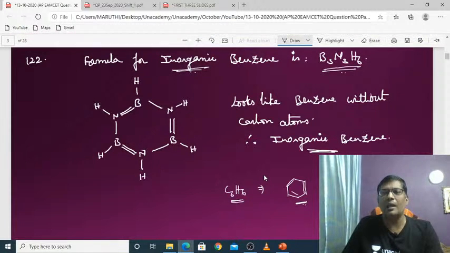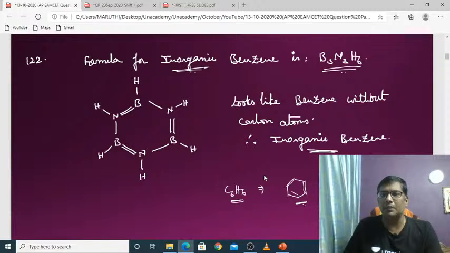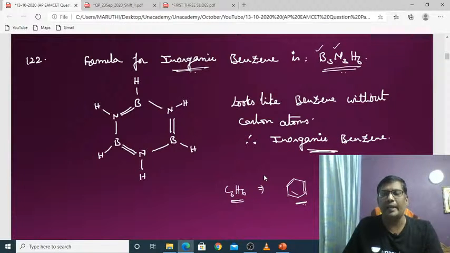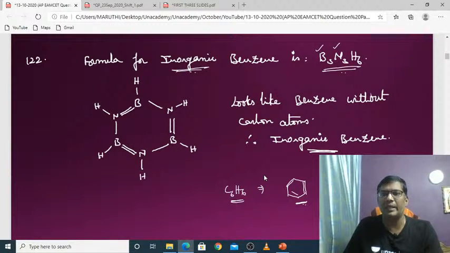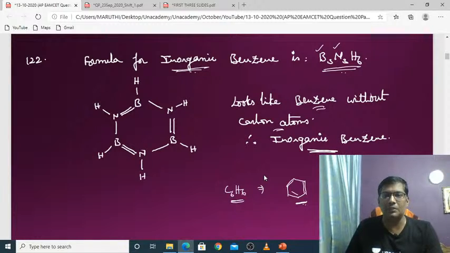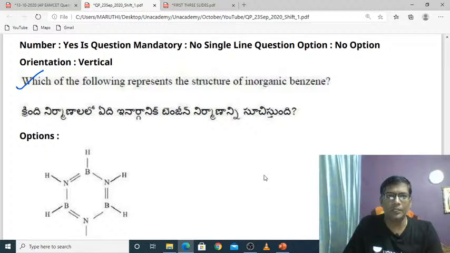The formula for inorganic benzene is B3N3H6. In the place of 6 carbons, 3 carbons have been replaced by boron, and the remaining 3 carbons have been replaced by nitrogen. So B3N3H6 looks like a benzene without carbon. That's why it is called inorganic benzene. So the structure of the inorganic benzene is this. Clear? Good. Coming to the next one.